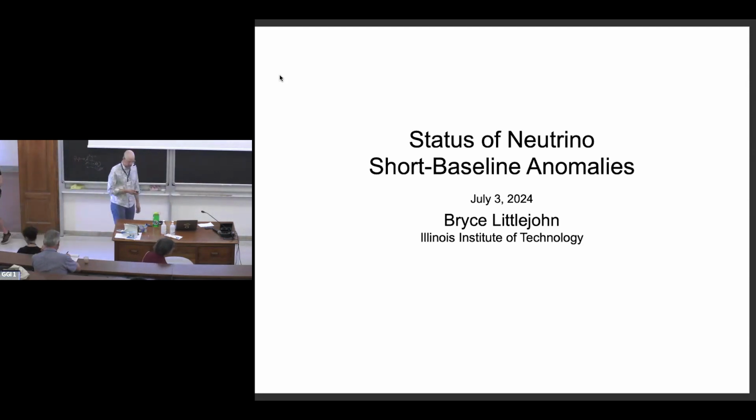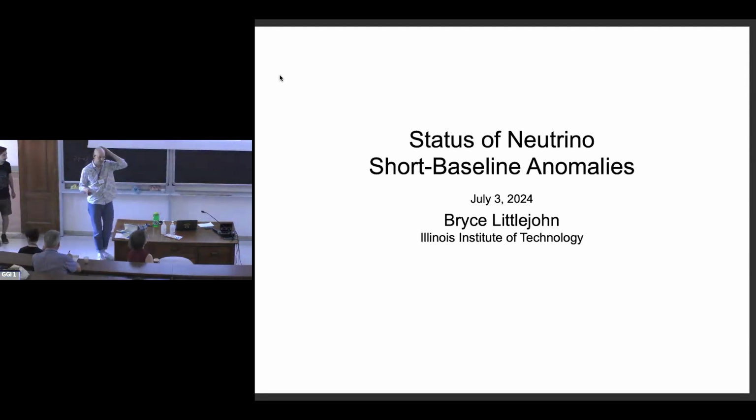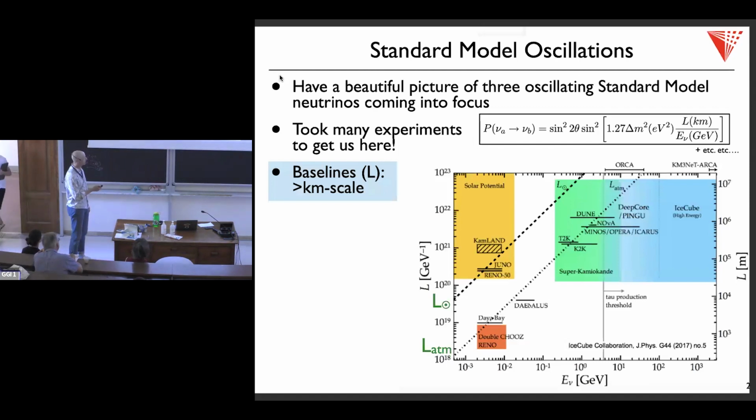Yeah, I'm an experimentalist. I'm not a cosmologist. I'm not a theorist. So that's where I'm coming from. Right, we have a beautiful picture of oscillating standard model neutrinos. I just want to give some background in case there are cosmology people in here who are not familiar with neutrino land.